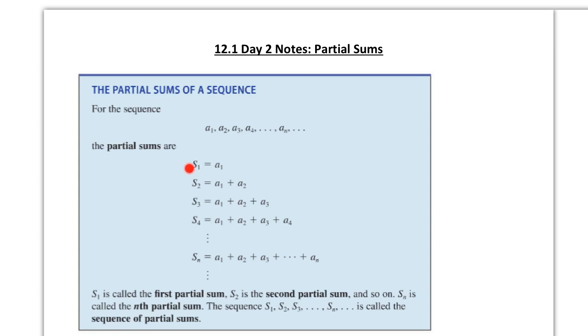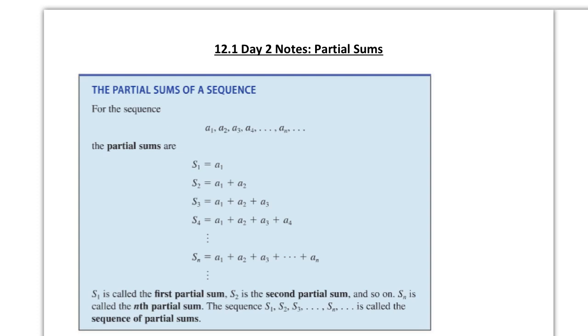So we call S1 a partial sum, the first partial sum, and it literally just means the first term of that sequence, A1, A2, A3, A4. If we do S2, that's the sum of the first two terms, A1 plus A2. You can see that pattern building. S sub 3, or the third partial sum, is A1 plus A2 plus A3, and so on and so forth until we get to the nth partial sum, which means the sum of the first n terms.